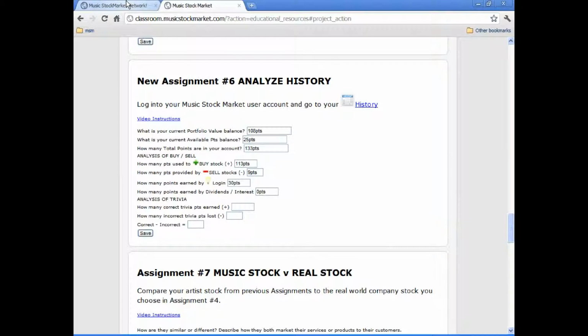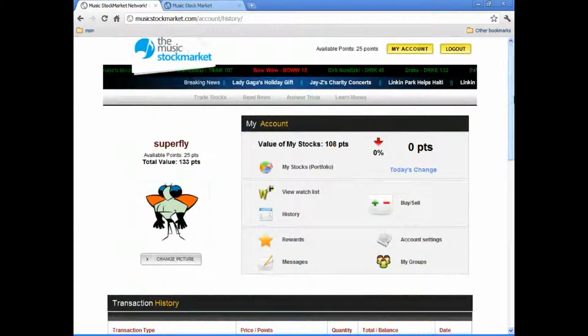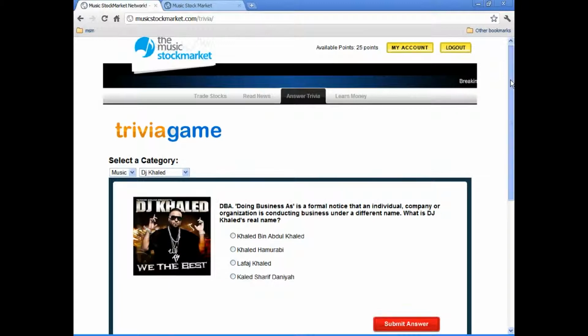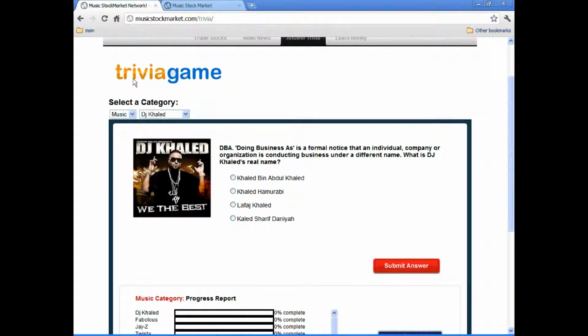If you have not already done so, you can visit the trivia page, which you can find in the navigation bar. It will be the third tab to the right, and it's labeled Answer Trivia. We'll click on it, and it'll open up the trivia page. It's on this trivia page that we can choose and select different categories of questions to try and answer. All the questions are multiple choice.